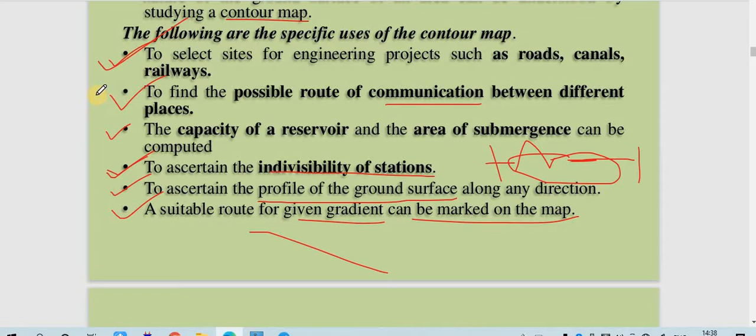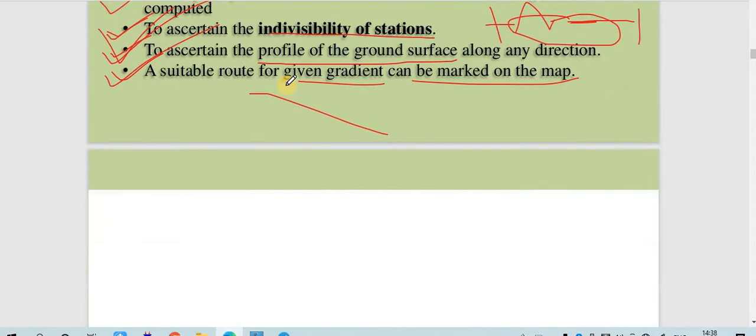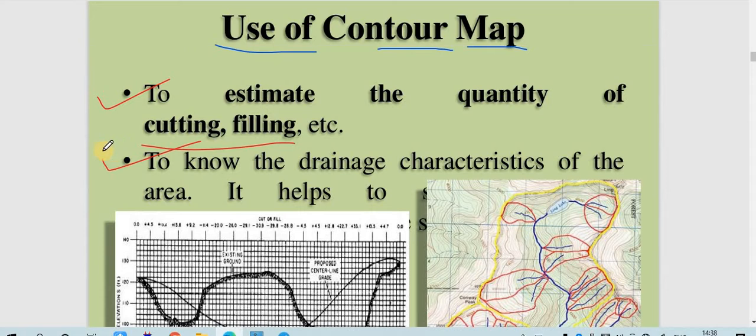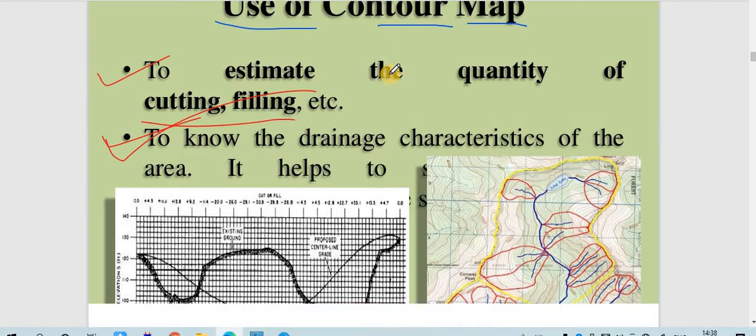It can be used in railway work, it can be used for communication purpose, it can be used for finding out the capacity of the reservoir, for intervisibility of two stations, for finding out the profile of the ground, for finding out the gradient, as well as for estimation of cutting and filling, and it is also used for providing drainage to a particular area. So these are some of the uses of your contour map.